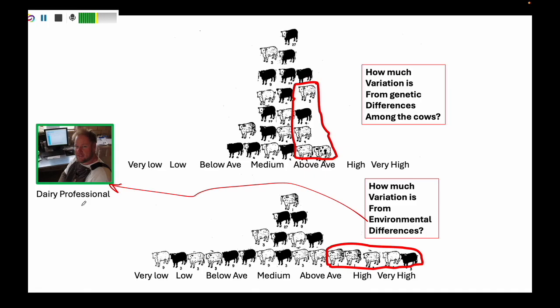Okay, so the question this manager would have is how much phenotype variability, or how much environmental variability was happening in the California herd management compared to the New Hampshire herd. What if these high-producing cows were the favorites of the dairy herd manager?